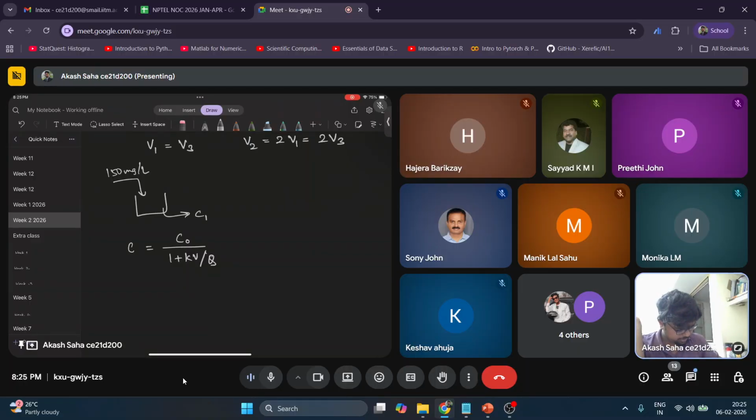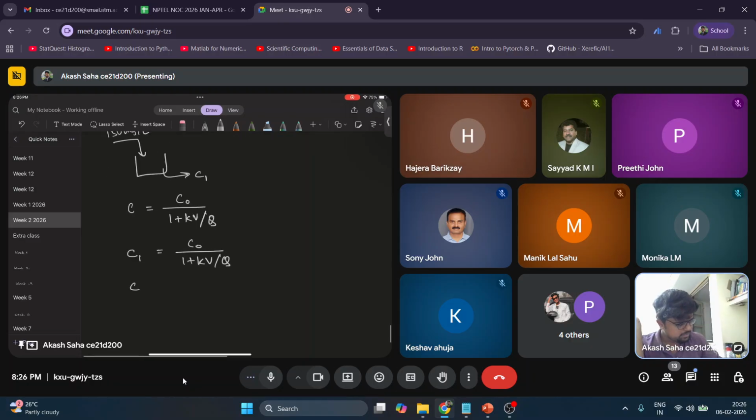We will not put in the values right away. So we will write just C1. C1, that is the final concentration, will be equal to C naught by 1 plus kV by Q. Or we can write C1 by C naught is equal to 1 by 1 plus kV by Q. So this is my first equation.